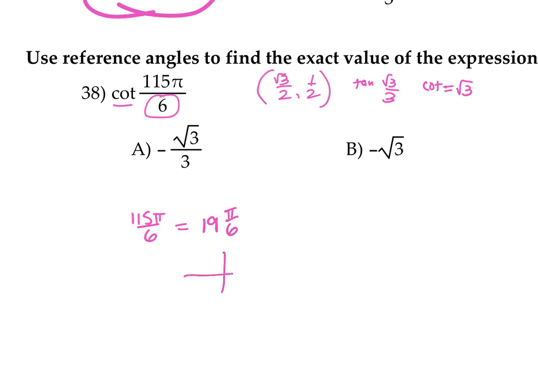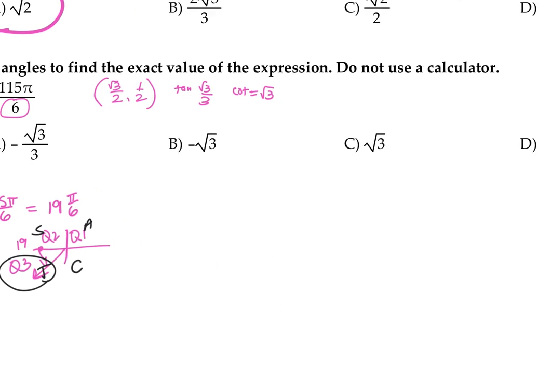Which means that odd puts it on the left. 19 pi would be here. 1/6 is the first quadrant past that. Which means I'm in quadrant 1, 2, 3. And since all students take calculus, my tangent's going to be positive, which makes my cotangent positive, and I have a positive root 3.